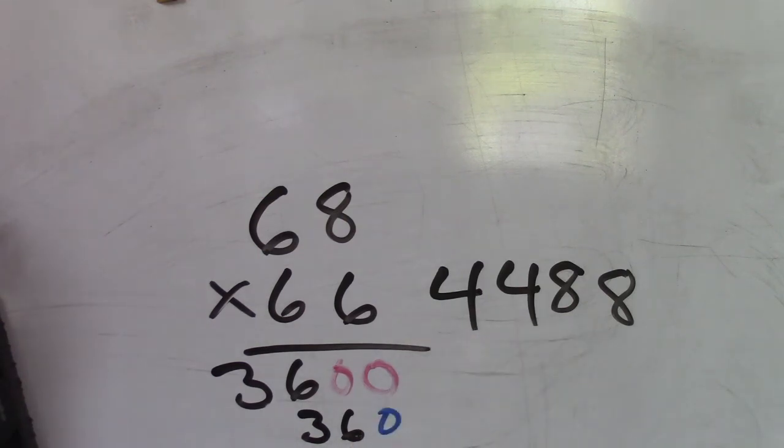And then we could do all kinds of fun things. We could make this into a division problem. 4,488 divided by 68 is 66, right? And the other way around, it's 68. Right, there you go. And then that unit is 4,488.